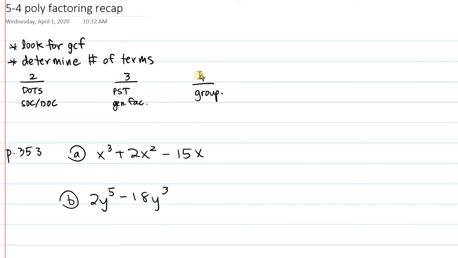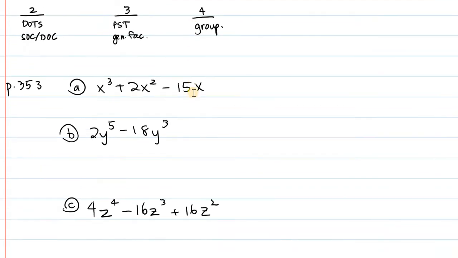If there are four terms, we are looking to factor by grouping, so that might mean pairing things up that have a GCF, or finding a trinomial that's a PST. So I'm just going to work through a bunch of examples, use the ones that you need.